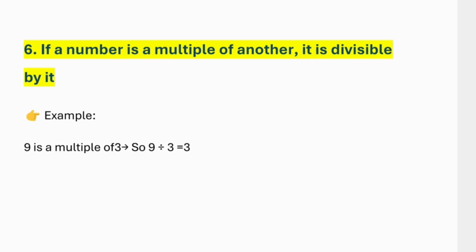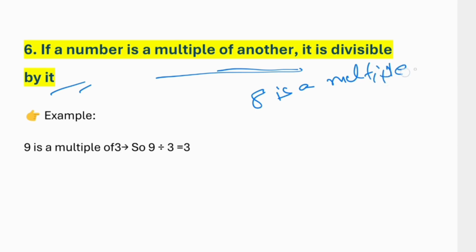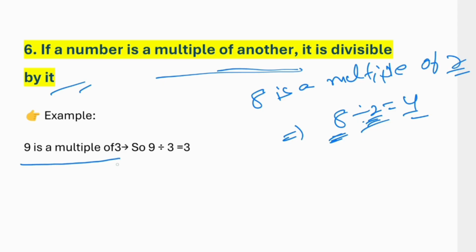And the next one, if a number is a multiple of another, it is divisible by it. I repeat again, if a number is a multiple of another number, it is divisible by that number. For example, 8 is a multiple of 2. Therefore, 8 divided by 2 is equal to 4. Here, 8 is divisible by 2. Another example, 9 is a multiple of 3. So we can write 9 divided by 3 is equal to 3. Therefore, 9 is divisible by 3. Is it clear?